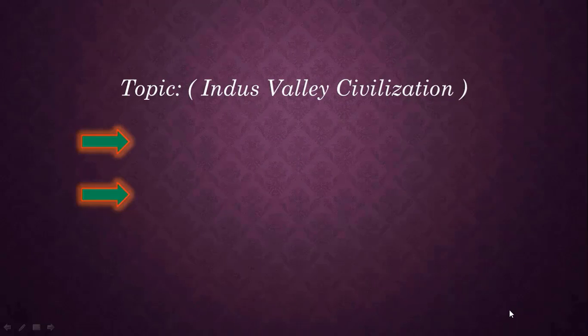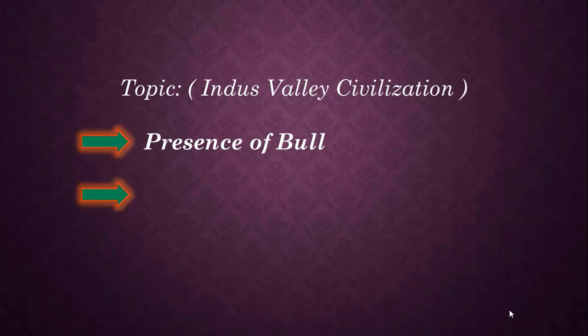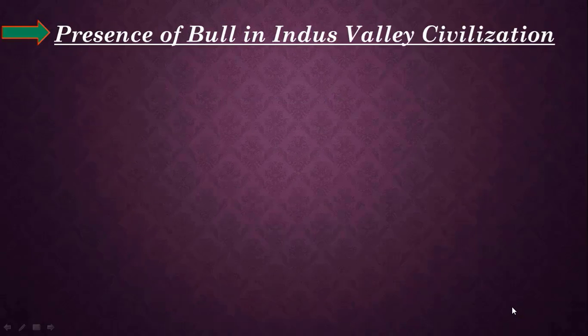Dear students, our today's lesson has been organized into two parts. In the first part of our today's lesson, we shall discuss the presence of bull in the Indus Valley civilization. And in the second part, we shall discuss the peaceful society of Indus Valley. Let's turn to the first part of our today's lesson.